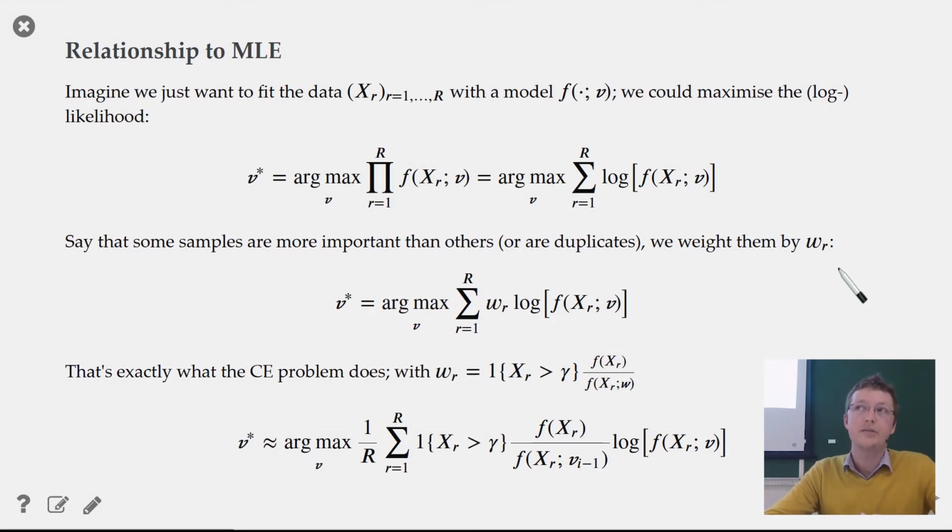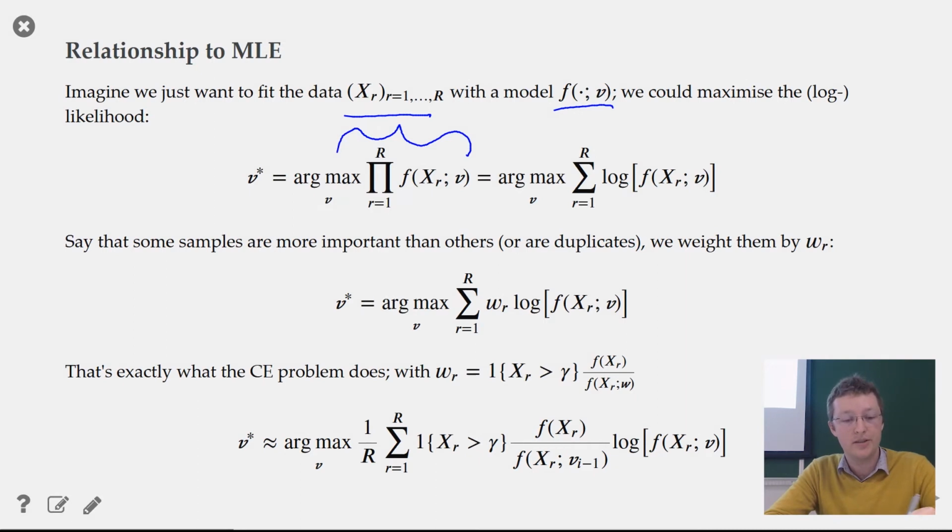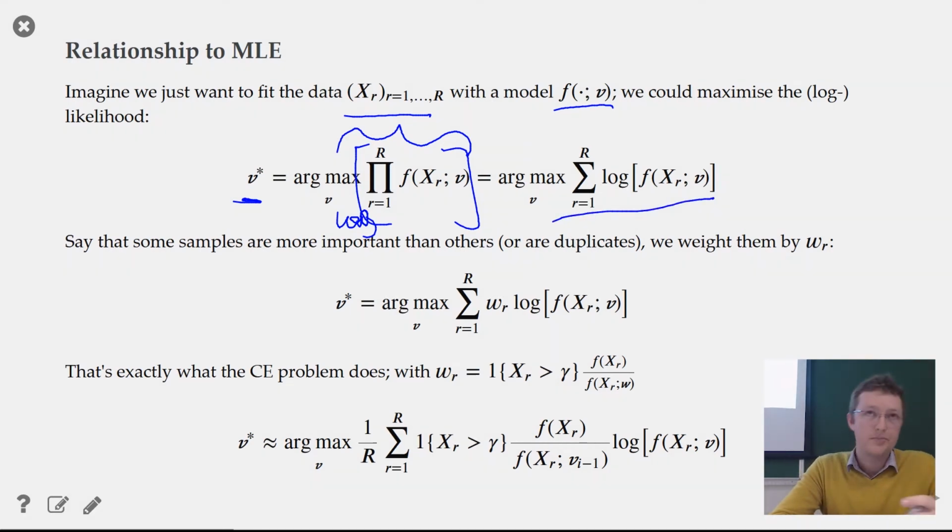So why did I call this a weighted maximum likelihood estimate? If we were to look at just the normal problem of having some data, x1, x2 up to x capital R, and we wanted to fit it to some distribution f with parameter v, you would maximize the joint likelihood. Find the v star out of all possible v's that maximizes the product of the individual densities. That's the same as maximizing the logarithm of the joint, the log likelihood. Then the log of a product turns into a sum of the logs of the individual values. So that's very standard statistics.